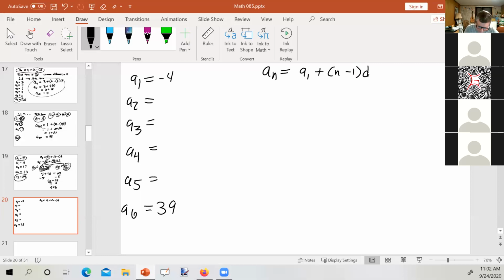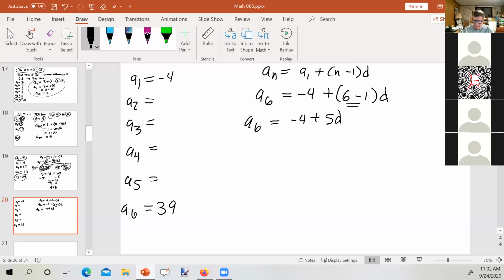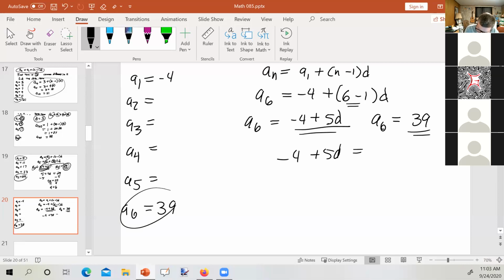All right. Well, I know that a sub 6 is a sub 1, which is -4, plus n, which is 6, minus 1 times d. I don't know d, but I know everything else there. Simplifying it further, I could say a sub 6 equals -4 plus 6 minus 1 is 5, so plus 5d. But I also know that a sub 6 equals -39. Well, if a sub 6 equals -4 plus 5d, and a sub 6 equals -39, -4 plus 5d equals -39. So we're doing basically the same thing we did on the previous problem. Solving for d, I'm going to add 4 to both sides. 5d equals, is that -35?